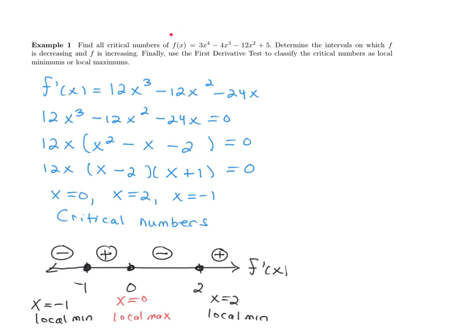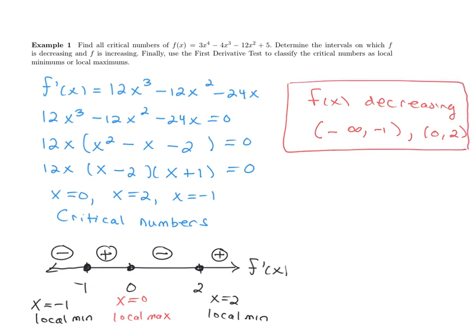There was another part to this question that said, determine the intervals on which f is decreasing and increasing. Again, we're trying to answer something about the original function itself. We can very quickly answer this by using this number line. Any place where the derivative is negative, the original function is decreasing. Any place where the derivative is positive, that means the function is increasing. So, where is f of x decreasing? There are 2 intervals: from negative infinity to negative 1, and also from 0 to 2. And the reason is those are the intervals where its derivative is negative.